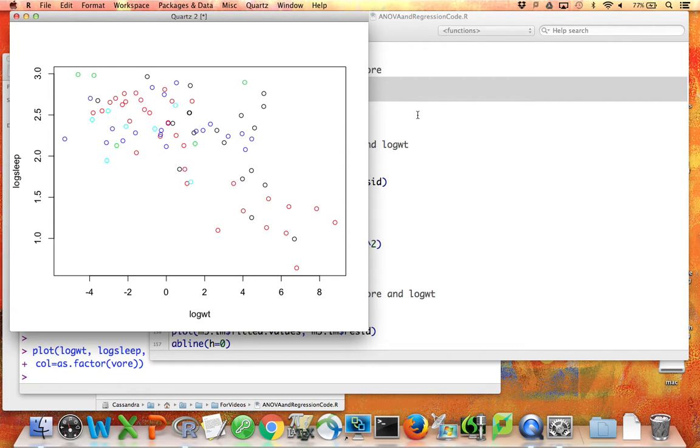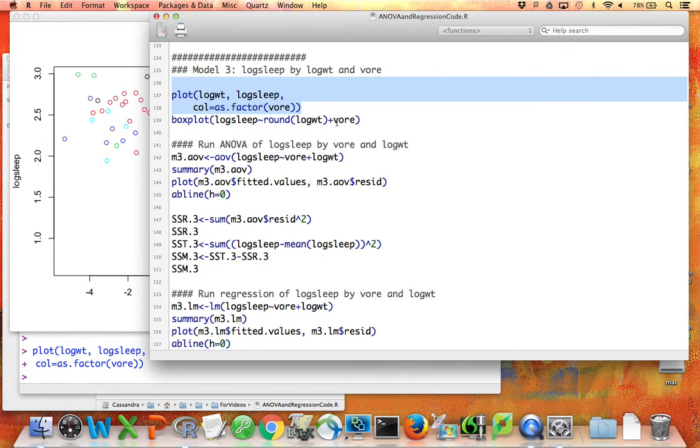So if we're going to run a linear model, the assumption we're making, if we don't include an interaction, is that for each color we think there's a line connecting the mean log sleep with log weight. So if you look only at the red dots, we think there's a line. If you look only at the black dots, we think there's a line. If you look only at the dark blue dots, we think there's a line. And if we don't include an interaction, the assumption we're making is that those lines are parallel. Now, I think that's probably not quite true here, but we're going to run the model anyway.